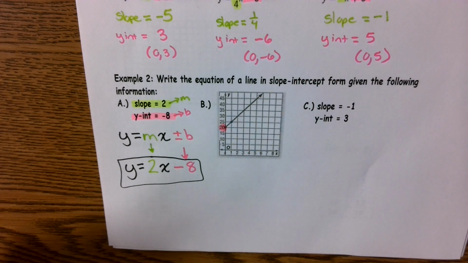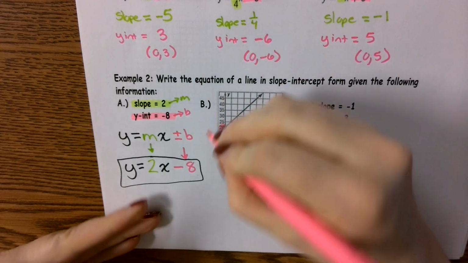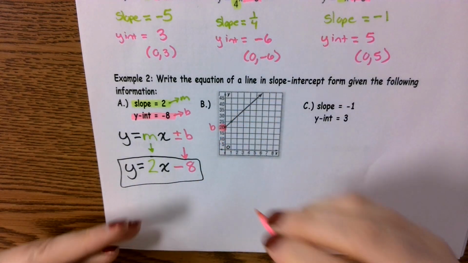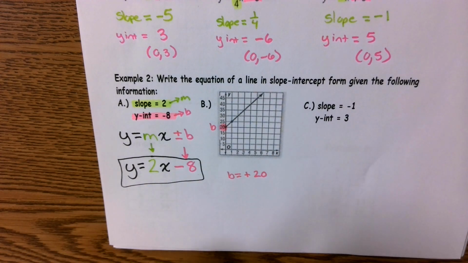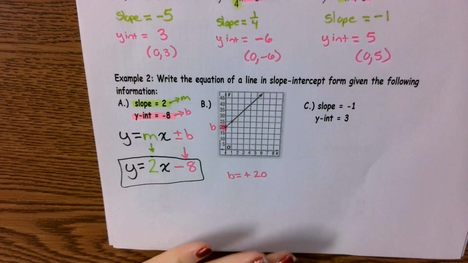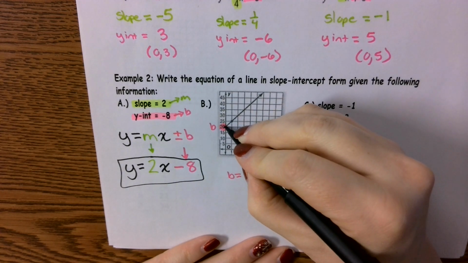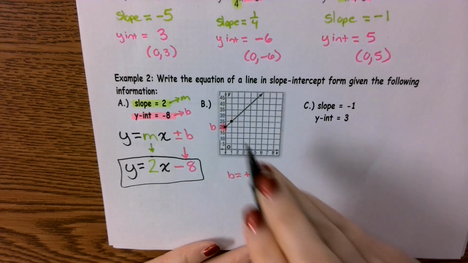Yeah, you can pretend you are. All right. So this is our b value. Our b value is going to be equal to a positive 20. Now for the slope. The slope is going to tell us how far up and to the right, in this case, are we moving from one point to the next.